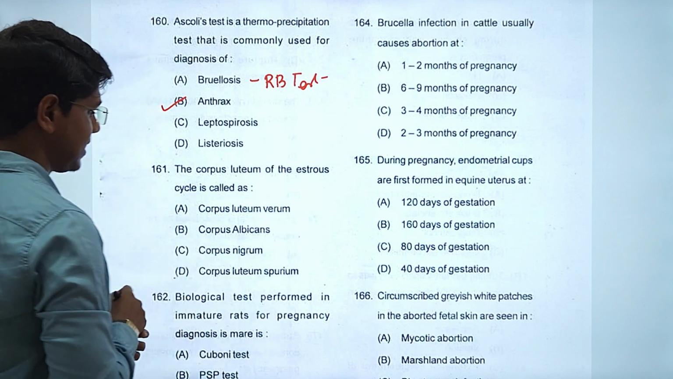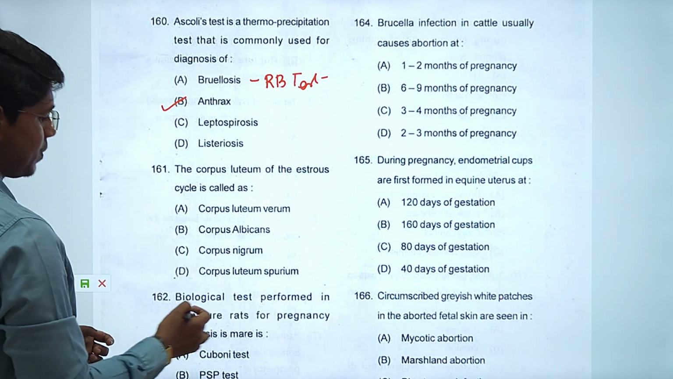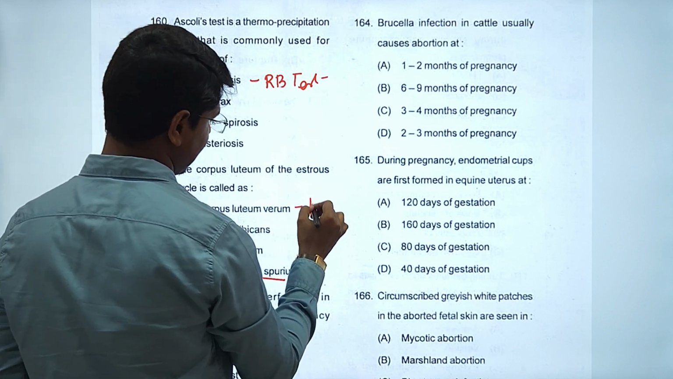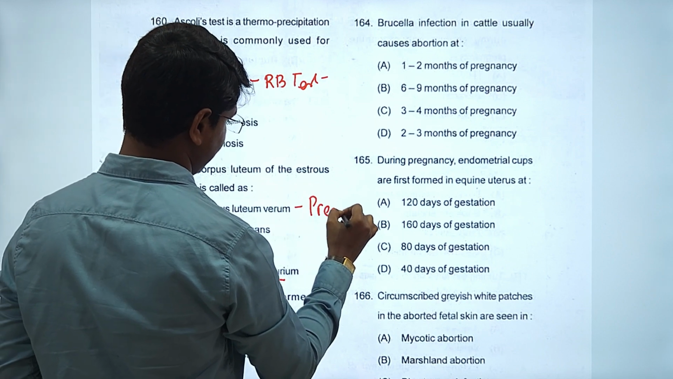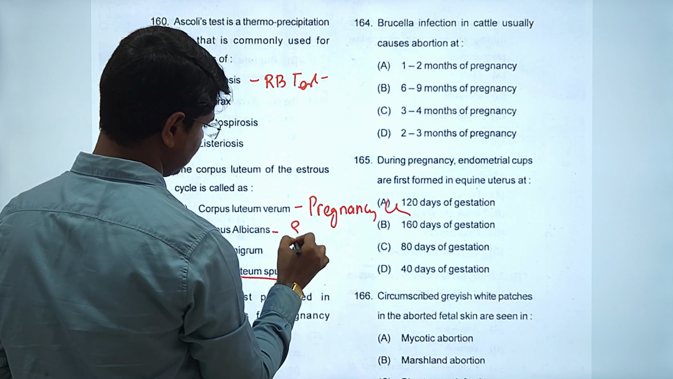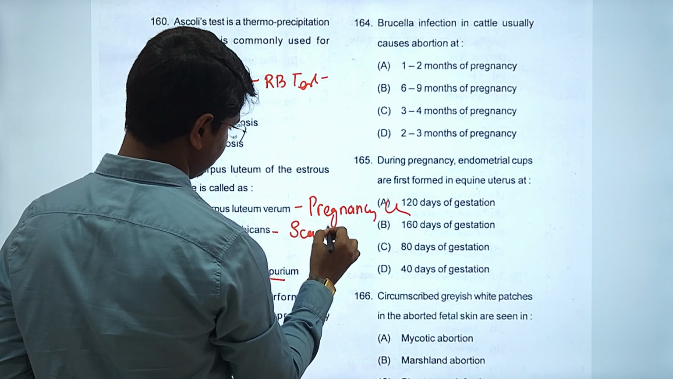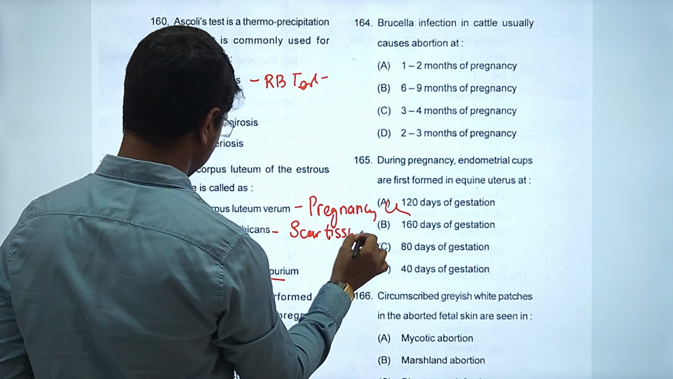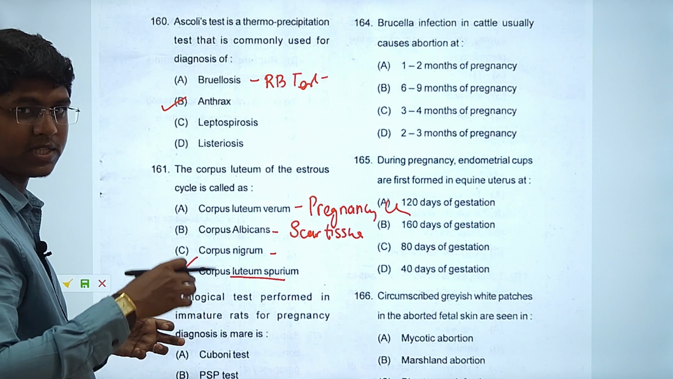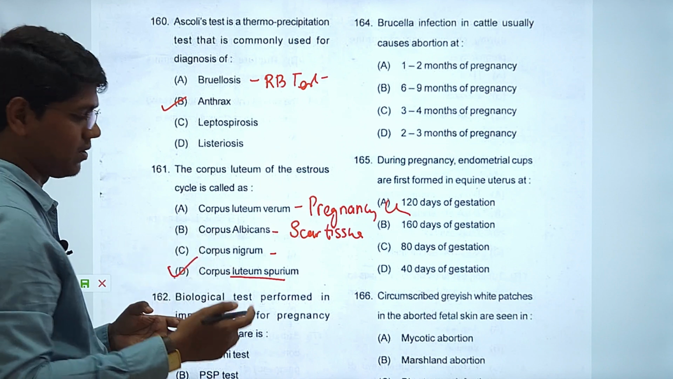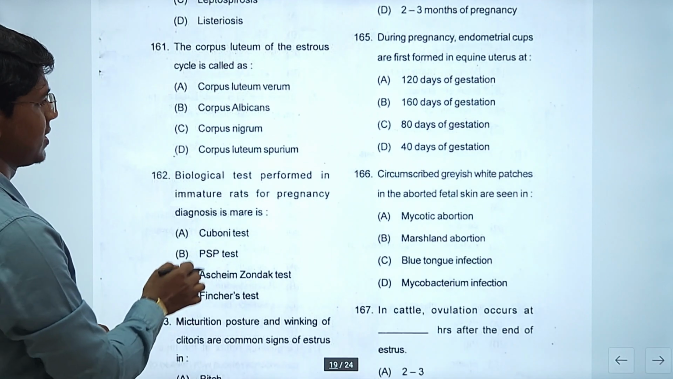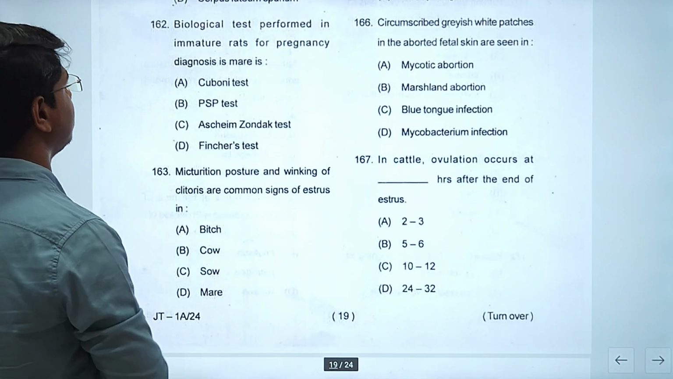Corpus luteum of the estrous cycle is called corpus luteum spurium. Corpus luteum verum is basically the pregnancy cell. Corpus albicans is a scar tissue on the ovary. Corpus nigrum, I am slightly doubtful of this one. I think after corpus hemorrhagicum, the cell appears black in color, that is corpus nigrum. Slightly doubtful. If you know the exact correct one, do comment down below.